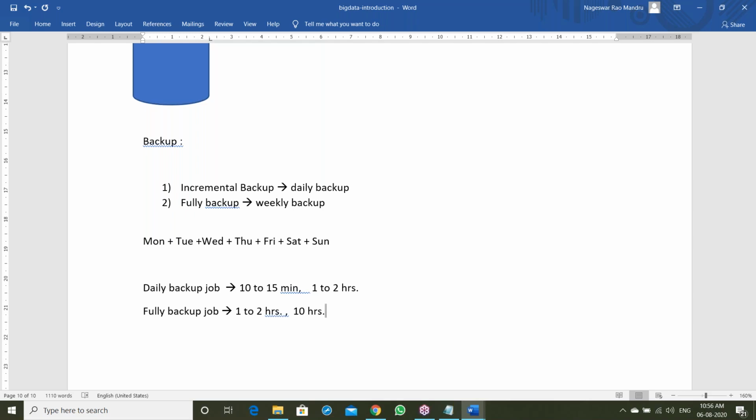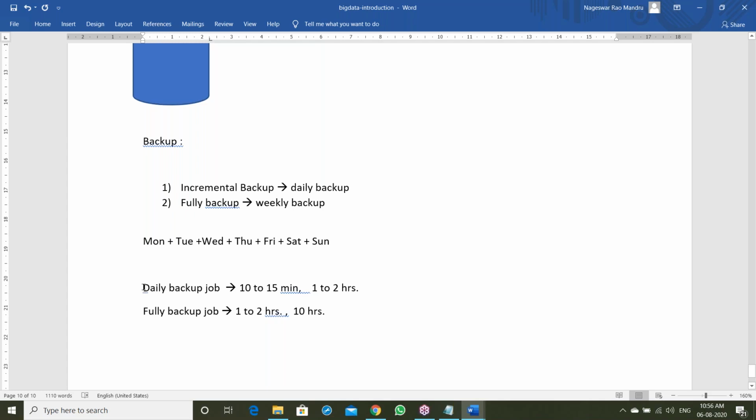Some jobs run for 10 hours. Supply chain management is the most important, most core module in our company. For manufacturing industries, like ATM machines, SCM data is the most important. When taking the SCM backup, it takes 10 hours. The weekly backup job runs for 10 hours.